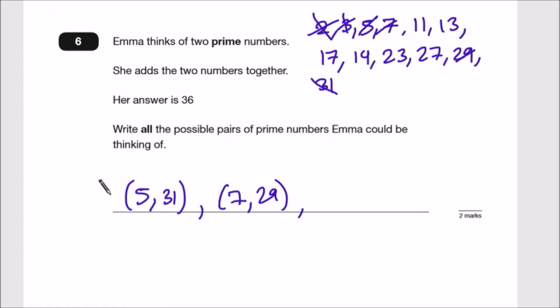Let's cancel that. So 11 and 27, nope, that's way too big. 11 and 23, that makes 34, nope. But 13 and 23, yes, that makes 36. So the idea is to always go back and forth, beginning and end. And then 17, 19, yep, that makes 36. So you should get 4 pairs, okay? Check if there's any more, but I think this should be it.